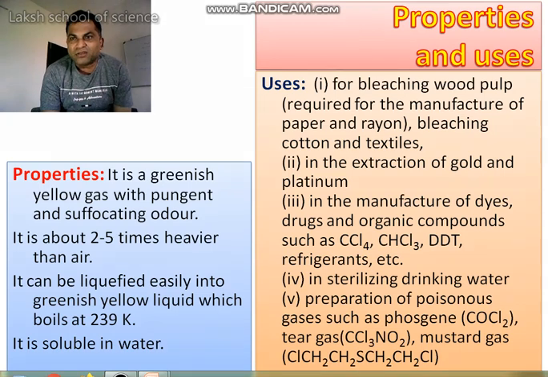It causes irritation inside the nose. CCl3NO2, that is the tear gas, causes burning in the eyes.